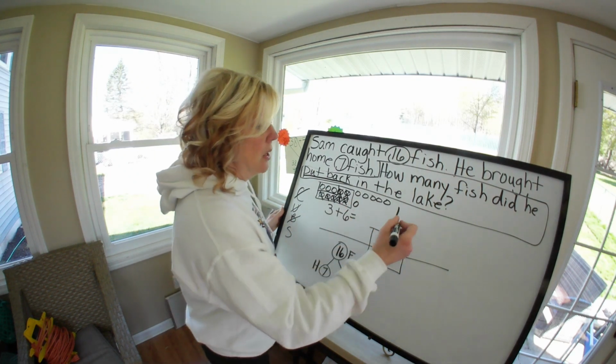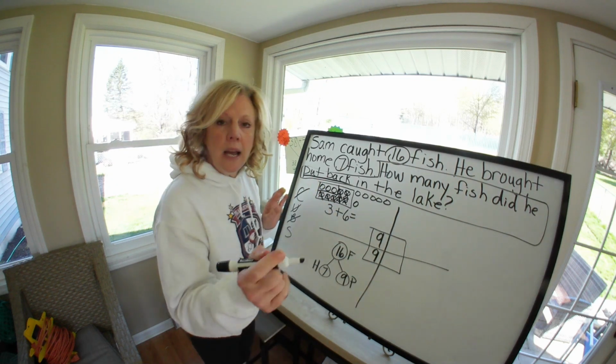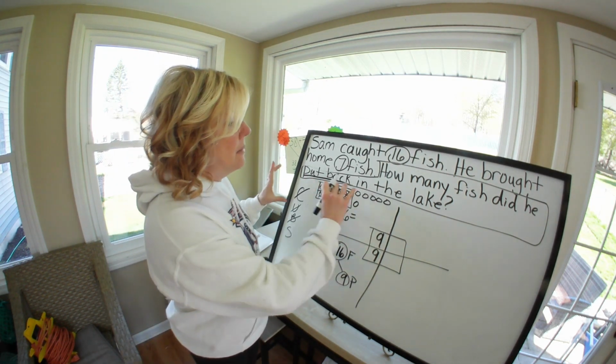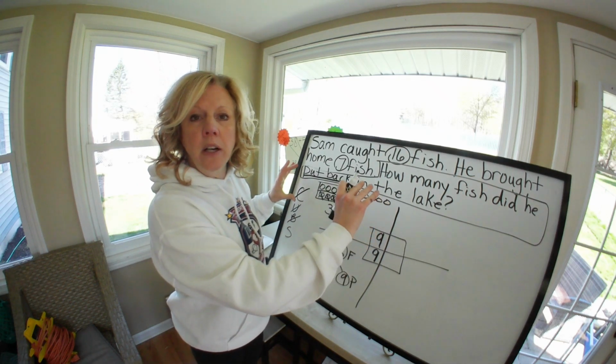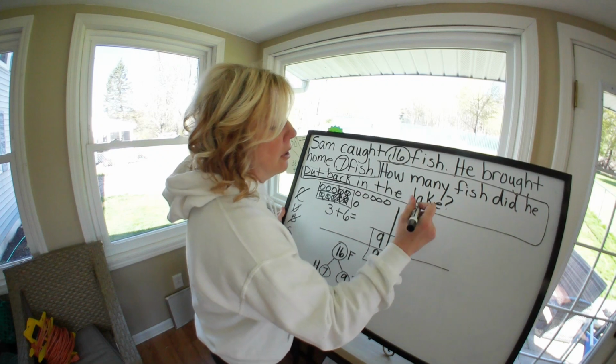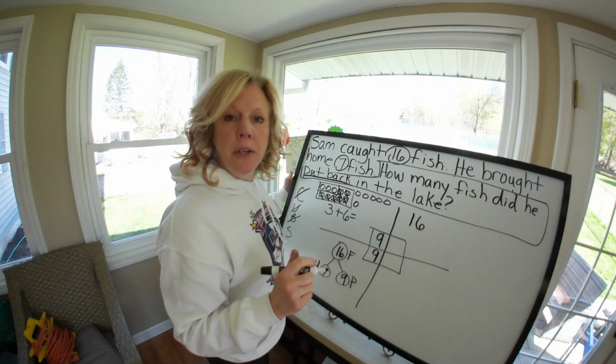Okay? Now, we're going to do our number sentence. This ties directly into what you drew in the first place. So, how many did we draw that he started with? How many fish did he catch? He caught 16. And if you're ever questioning it, go back up into your problem.